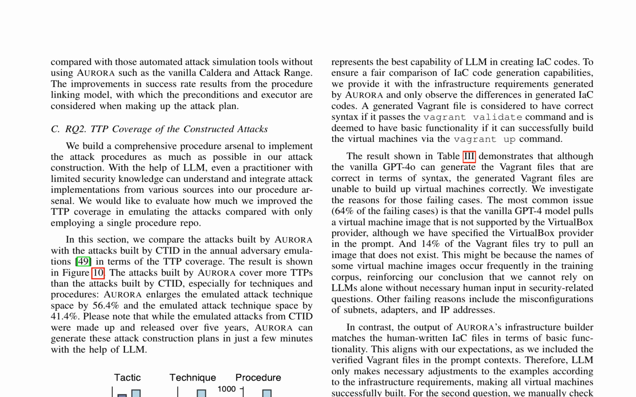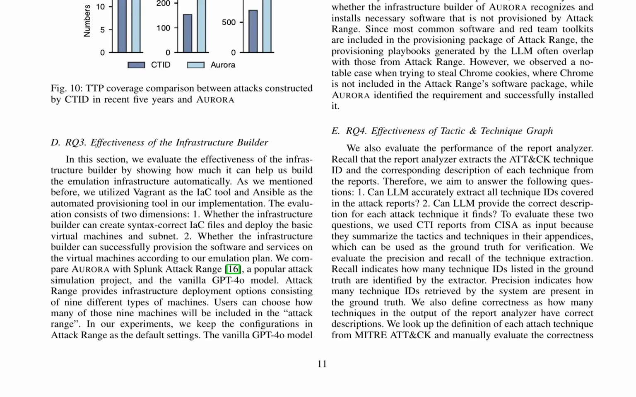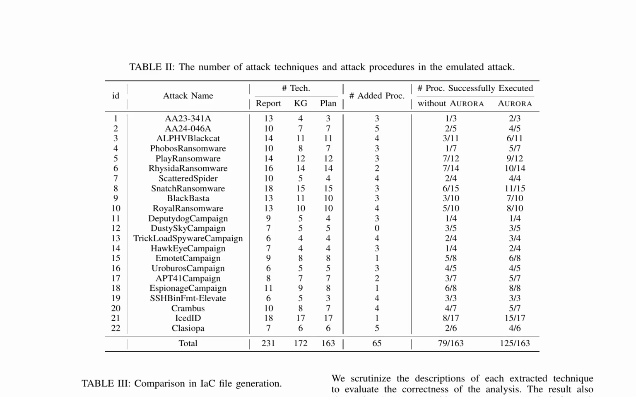The research paper discusses the advancements in automated attack simulation tools, particularly AURORA, which leverages LLM for enhanced capabilities. It compares AURORA with other tools, such as Attack Range and CTID, highlighting improvements in success rates and TTP coverage. The paper also evaluates the effectiveness of the infrastructure builder, demonstrating AURORA's ability to create syntax-correct IaC files and deploy virtual machines successfully. Additionally, it examines the performance of the report analyzer, which extracts technique IDs and descriptions from attack reports with high precision and recall rates.